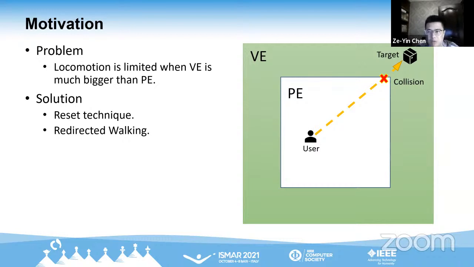As shown in the picture, when the user wants to walk to the target point in the virtual space, they will be restricted by the boundary of the physical space and collide. Limited by this, we can use the reset operation. However, frequent reset operations will reduce the user's experience. So people proposed the concept of redirected walking to alleviate this problem.